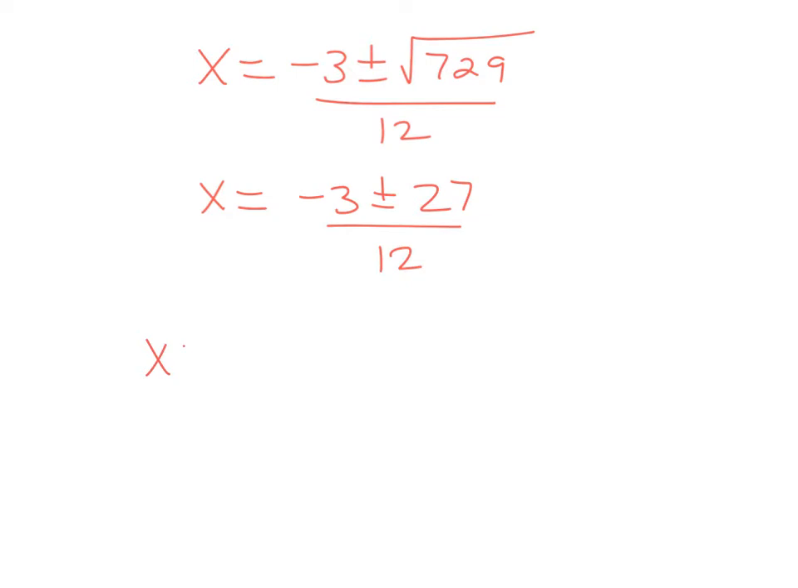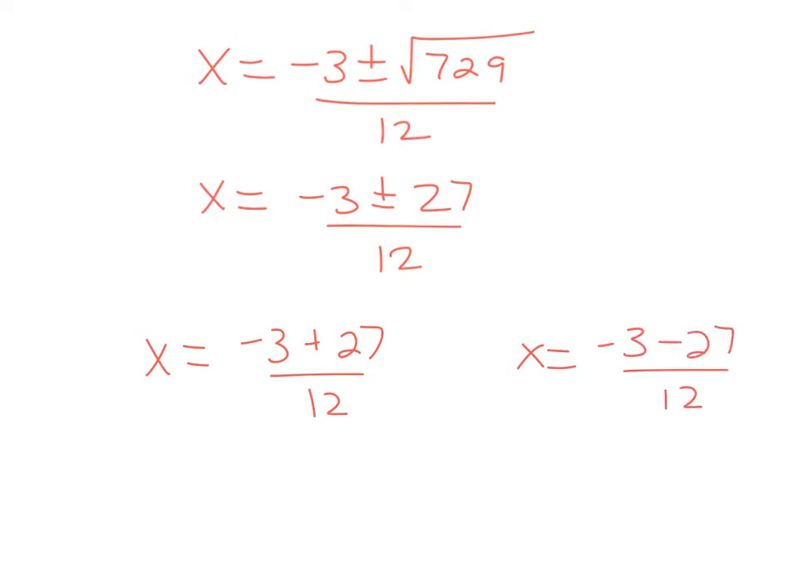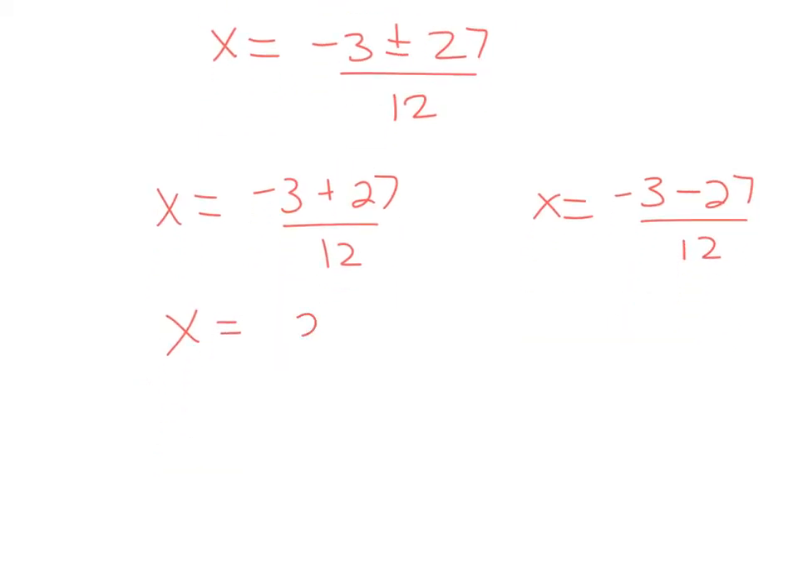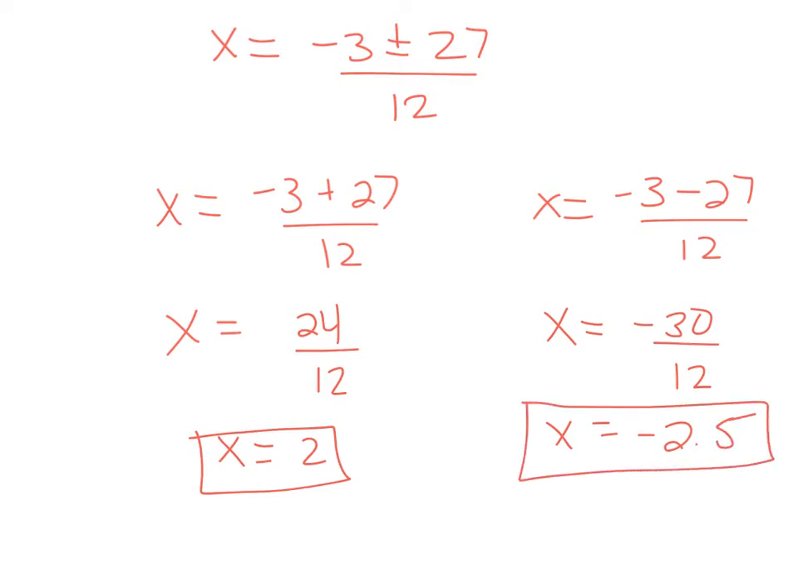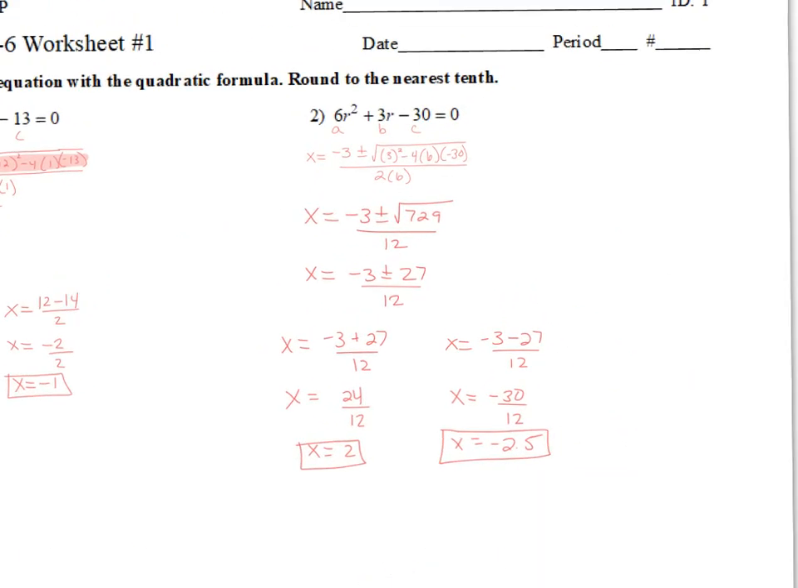Okay, so now I'm going to break it up into my 2 parts. Negative 3 plus 27, divide that by 12. And I'm going to get negative 3 minus 27 and divide that by 12. Okay, so on this guy here, when I divide, I end up with 24 on top divided by 12. And that ends up giving me a 2 when I divide that. On the second guy here, negative 3 and negative 27 is negative 30. Divide that by 12, and I end up with negative 2.5 when I put that in my calculator. Okay, and those are your solutions for number 2.